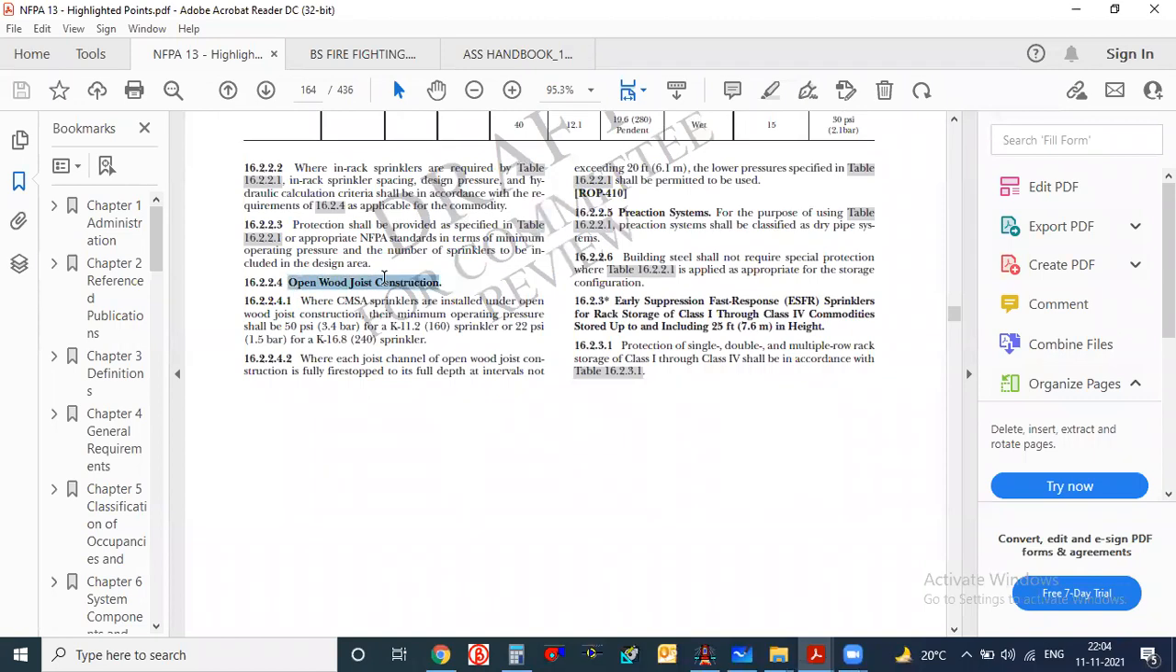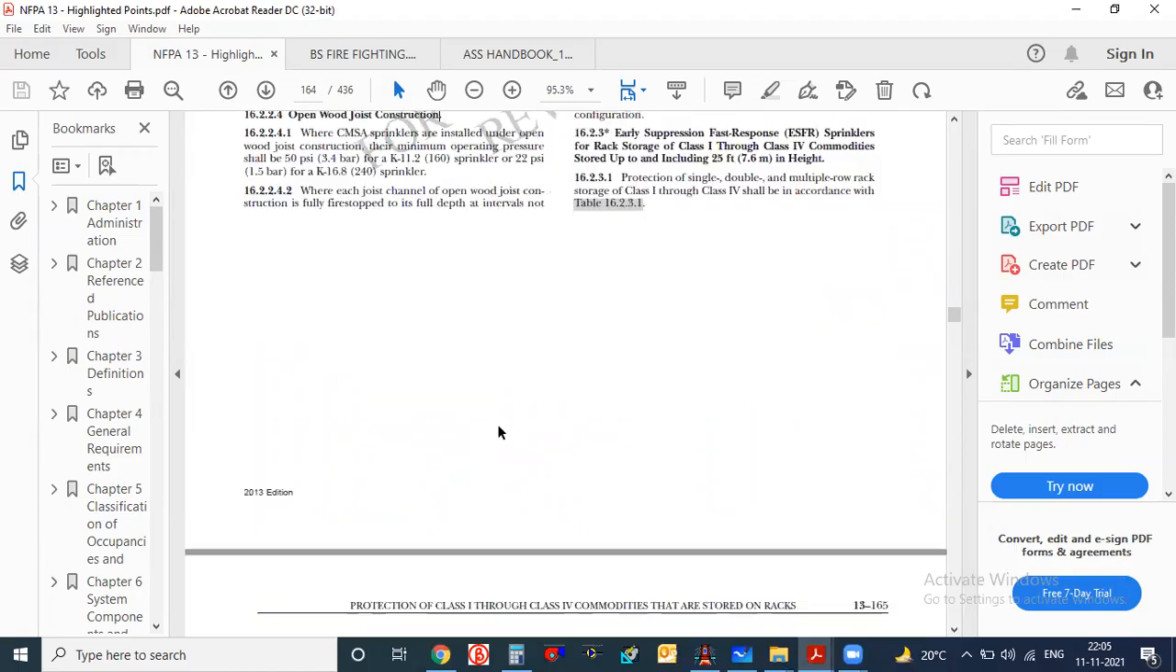Everywhere they are commodity, commodity class. Can we further go for the explanation of this one? Yeah. And everywhere they have given one more common topic, open wood joist construction. Just check what is the meaning of this open wood joist construction, because everywhere this particular topic is given, if you have noticed.